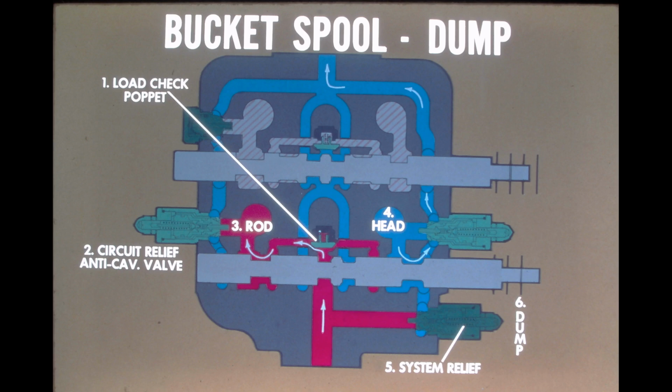When the bucket spool is shifted into the roll-back position, the oil flow to the cylinder would be opposite of what is shown here. The pump oil would be directed to the head side, and return oil would come from the rod side.